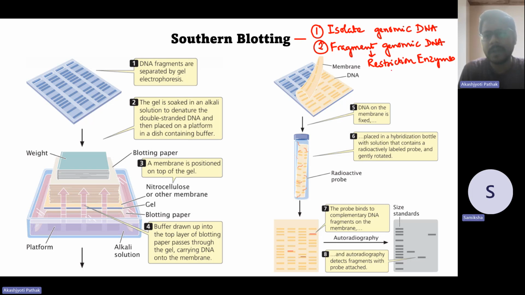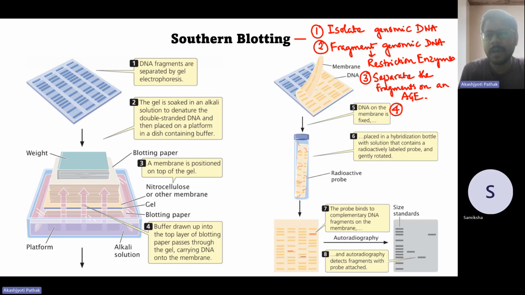Now, once you have the DNA fragments, the next step is to run an agarose gel electrophoresis. So you do an agarose gel electrophoresis, and you separate these fragments on an agarose gel. Okay. Now, the fourth step.